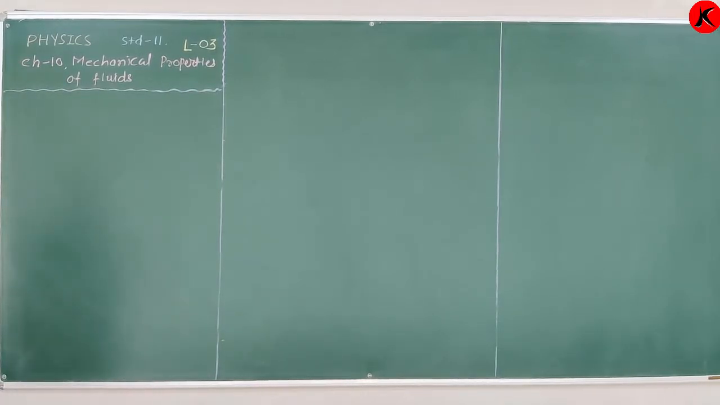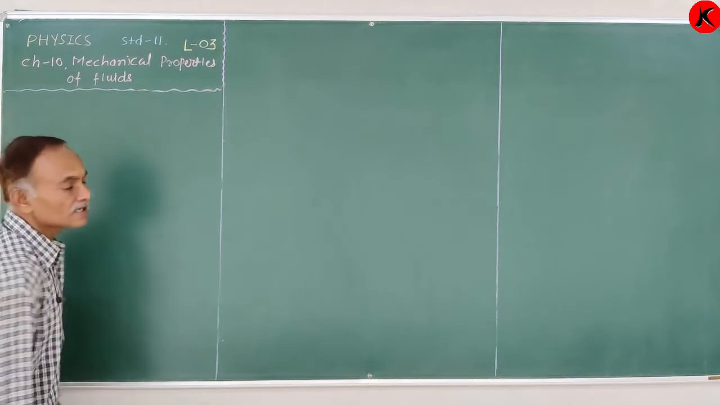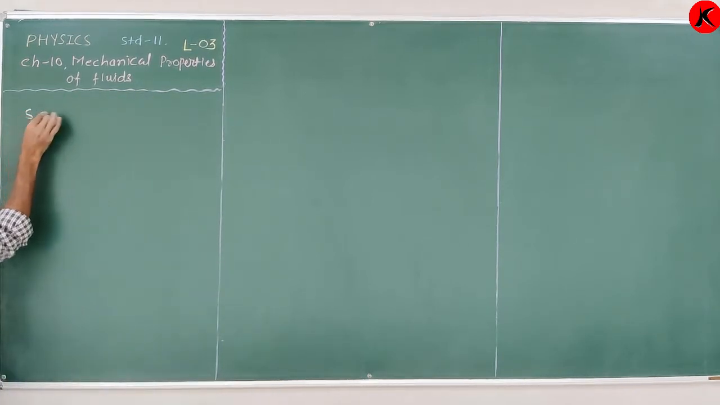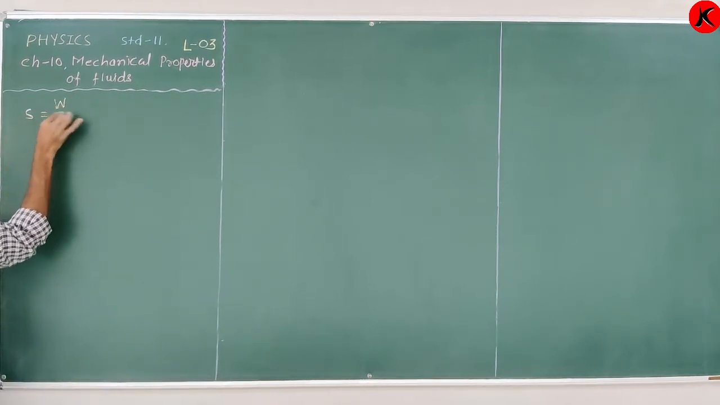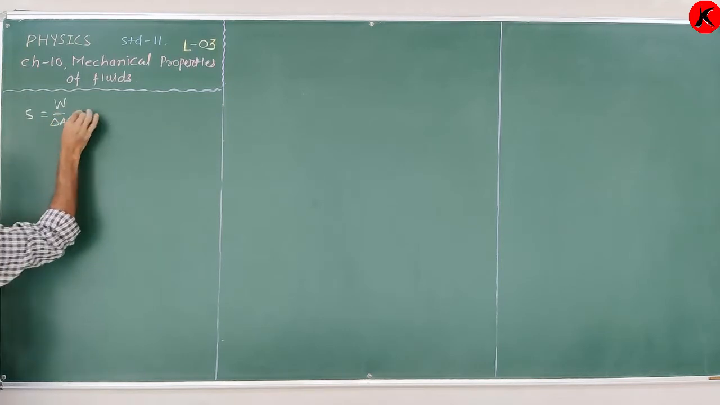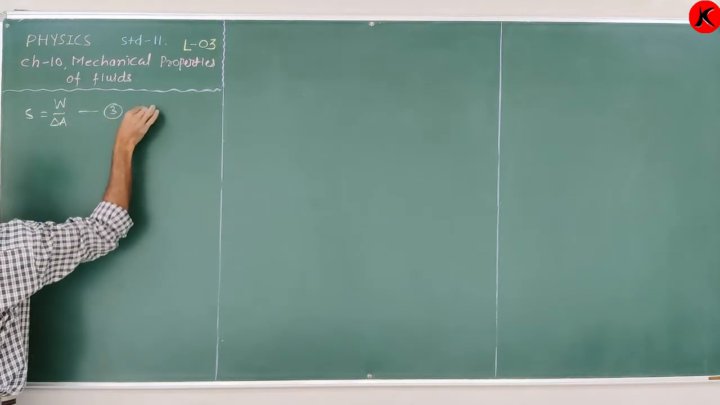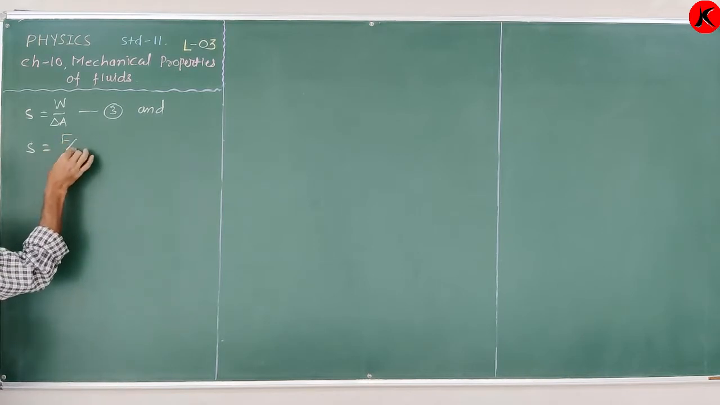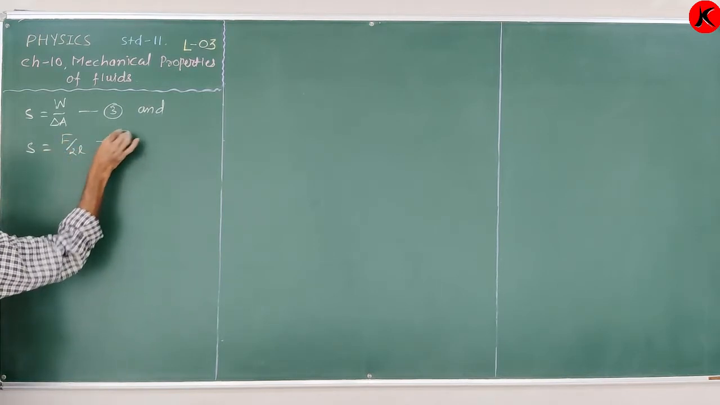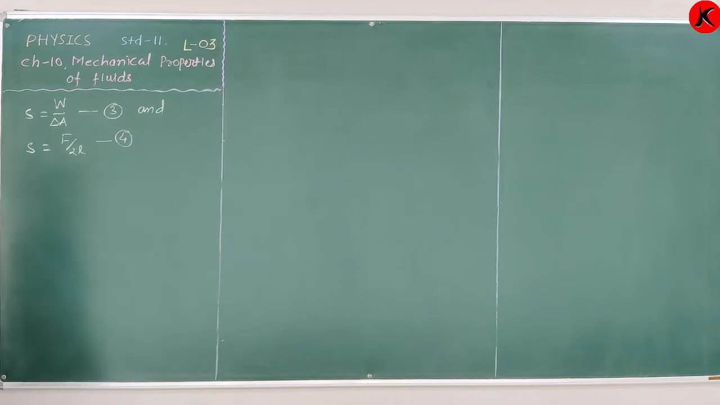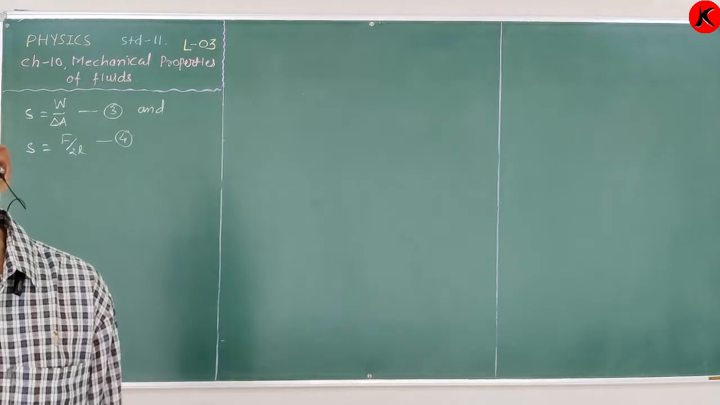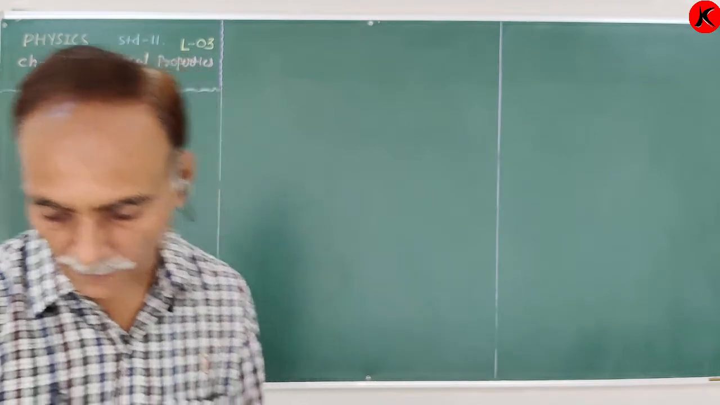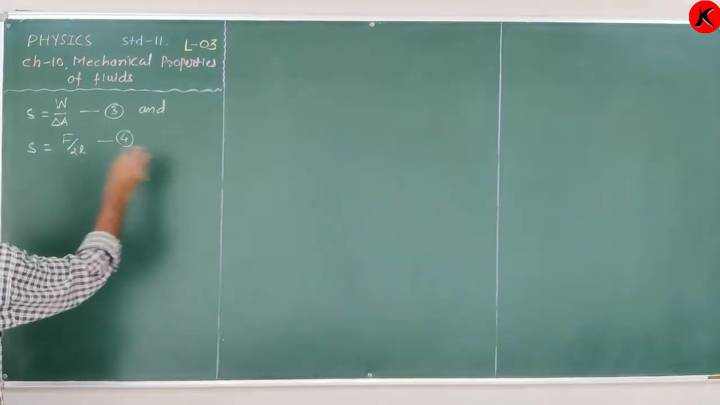Now, take the two equations of the surface tension. S is equal to W upon delta A, which is equation number 3, and if we substitute the value of W and delta A in this equation, we obtain S is equal to F upon 2L, equation number 4. Here S is the magnitude of the surface tension.